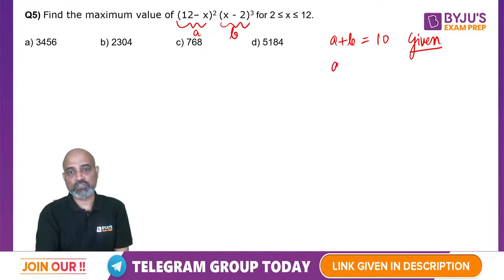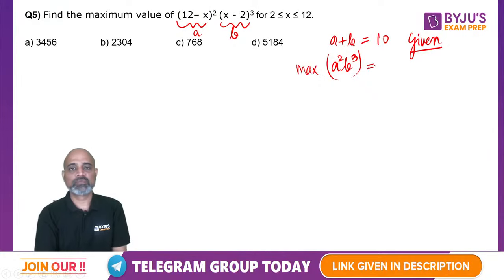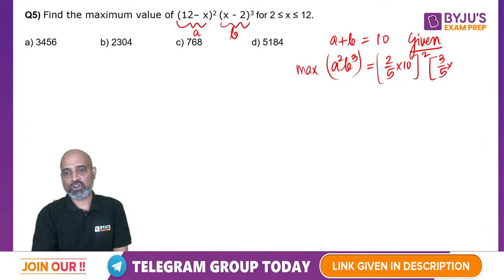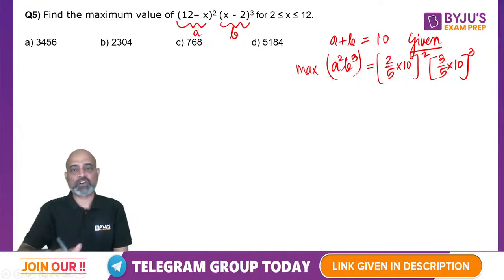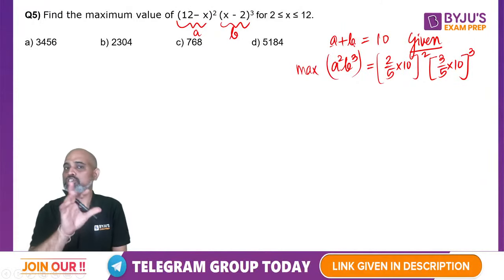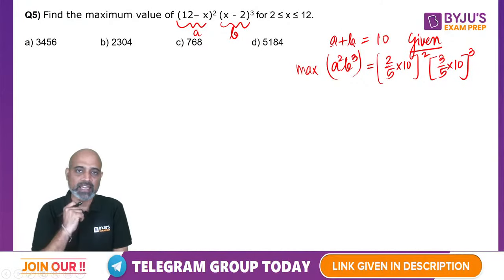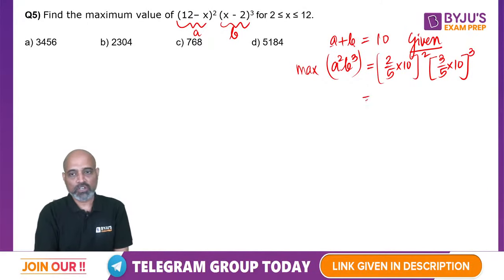And they have asked us to figure out the maximum possible value of A square B cube. So how will we figure that out? We will do this: A gets 2/5 of the total value, squared, and B gets 3/5 of the total value, cubed. Why did I not write 1 upon something? Because the coefficients of A and B are 1 and 1. So what will writing 1 upon 1 do? The value is not going to change. So this becomes 4 square into 6 cube.